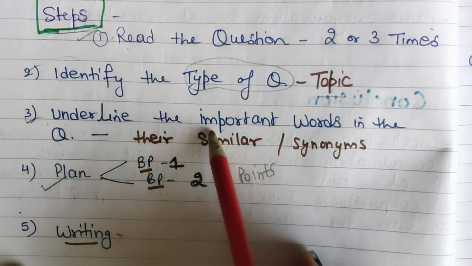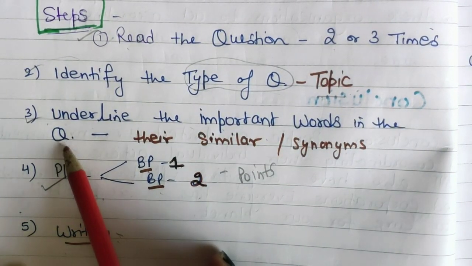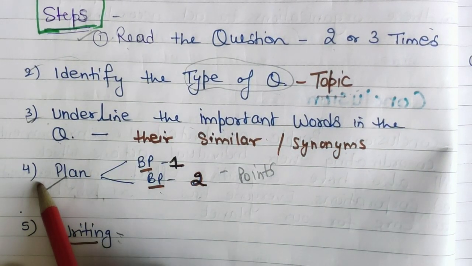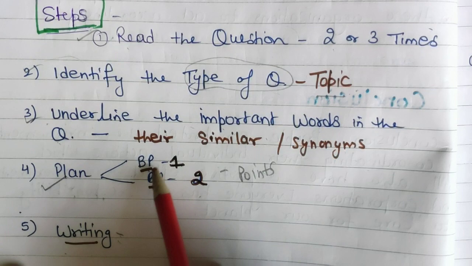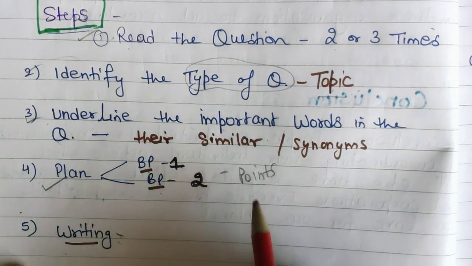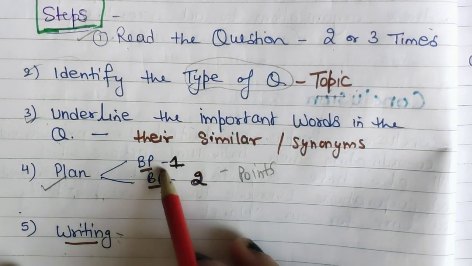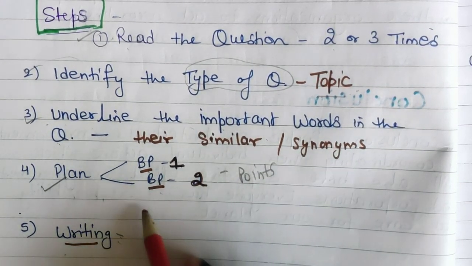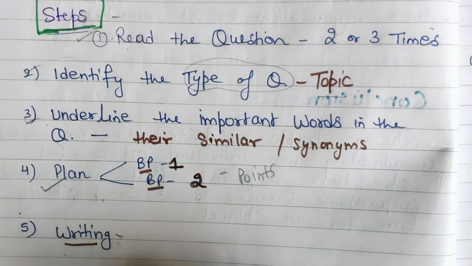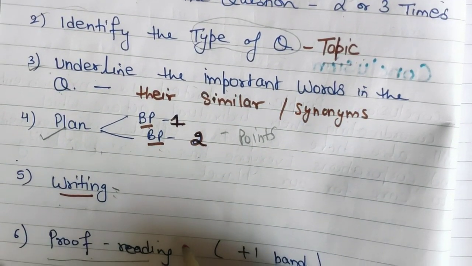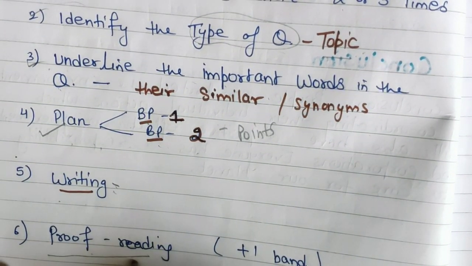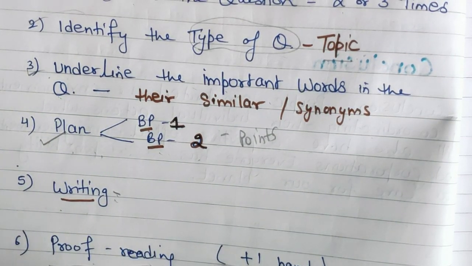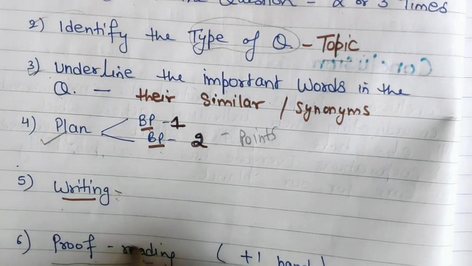Third one is to underline the important words in the question statement and their similar or synonym words. Fourth one is always plan for BP1 and BP2, meaning what points you are going to write in body paragraph 1 and 2, and with examples. Always think of an example also before writing, and then you will write it. The final main step, which is important, is proofreading. You have to do it at the end; you can spend like 5-6 minutes on proofreading.